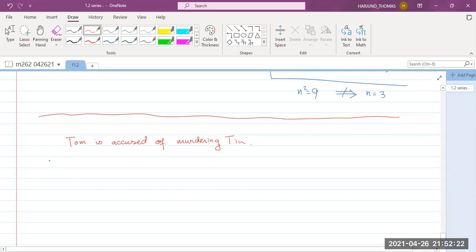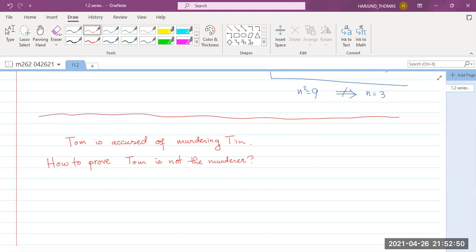Okay, and his question is how to prove Tom is not the murderer. So he showed us that video clip, and it shows the situation in court, and then the defendant says that I have a witness that will show that my client is not guilty. And his witness is Tim himself.